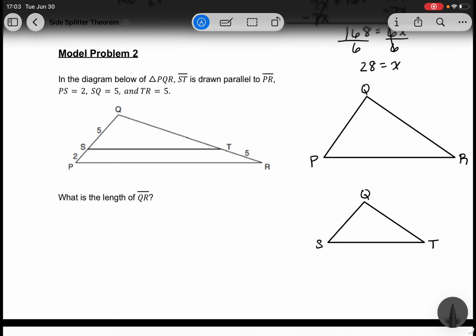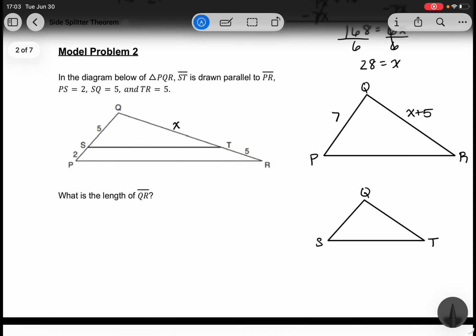We know that the length of QP needs to be the length of QS plus SP, so that will get us 7 once we add them. We don't know the length of QT, so I'm going to label that one as X until we can determine that. So we're going to do X plus 5 for the length of QR. QS we know is 5 because it's given to us. And then QT is going to be X, since that's the one side we don't know.